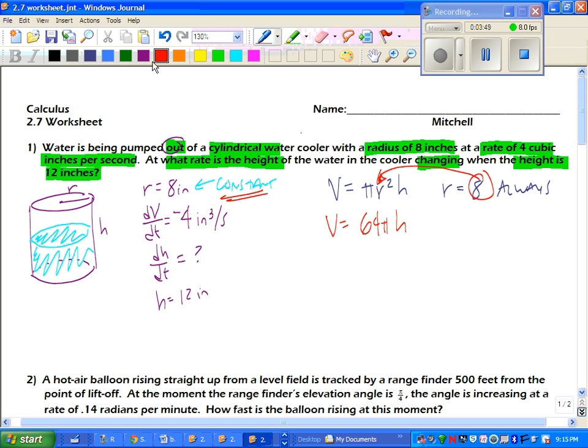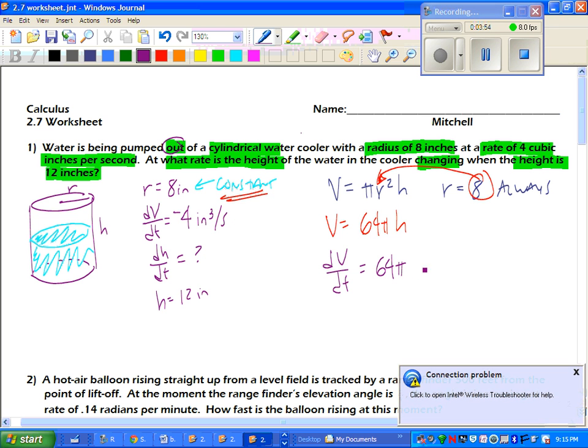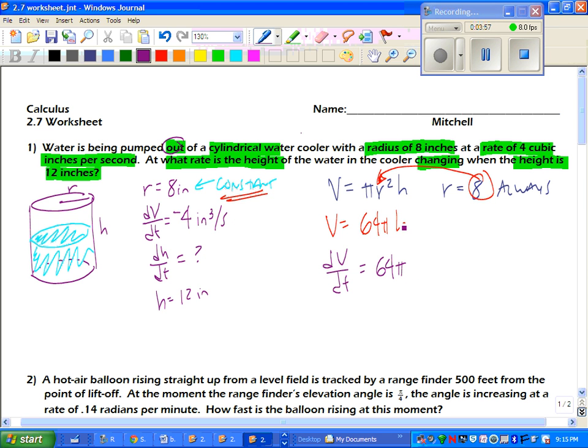Now we can go ahead and look at the derivative of this. dv/dt equals 64 pi times the derivative of h, which is just dh/dt. So we can substitute the values in that we have. dv/dt we know is negative 4, and we're trying to find dh/dt. So all we have to do is divide. dh/dt equals negative 4 over 64 pi. And that is approximately negative 0.02 inches per second.